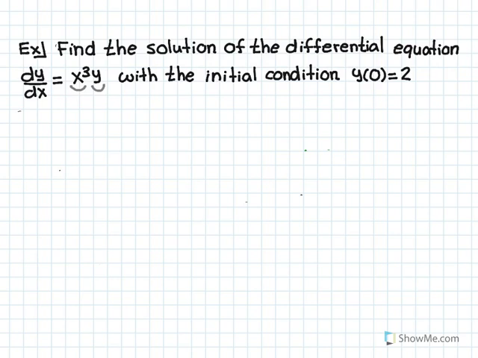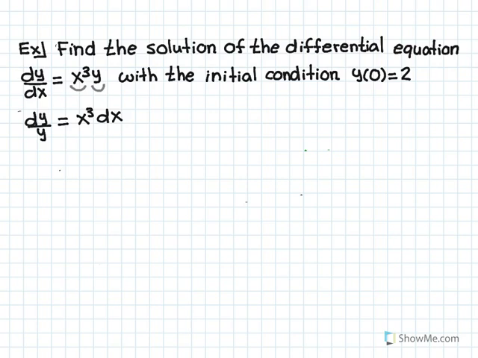So let's separate the variables. dy divided by y is equal to x cubed dx. This is just a bit of algebra, putting all the y's on one side, all the x's on the other side: basically divide both sides by y, and then multiply both sides by dx, and we get this expression.